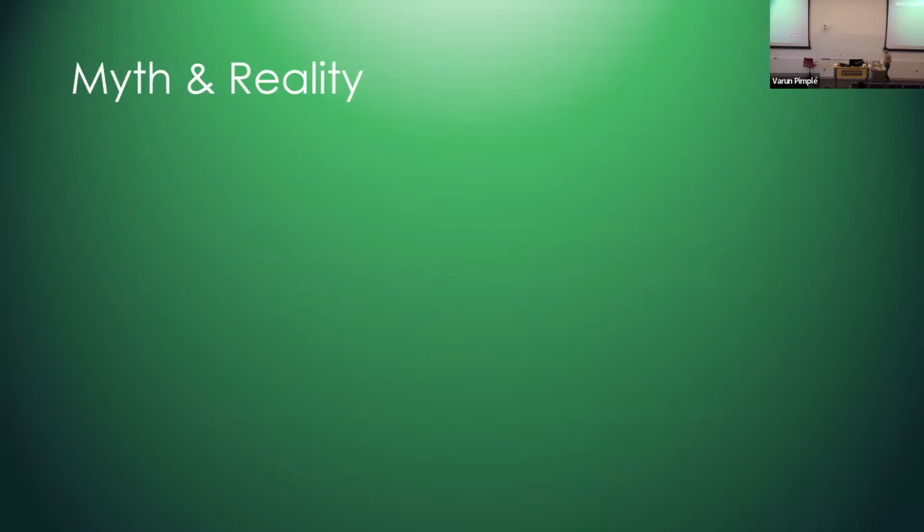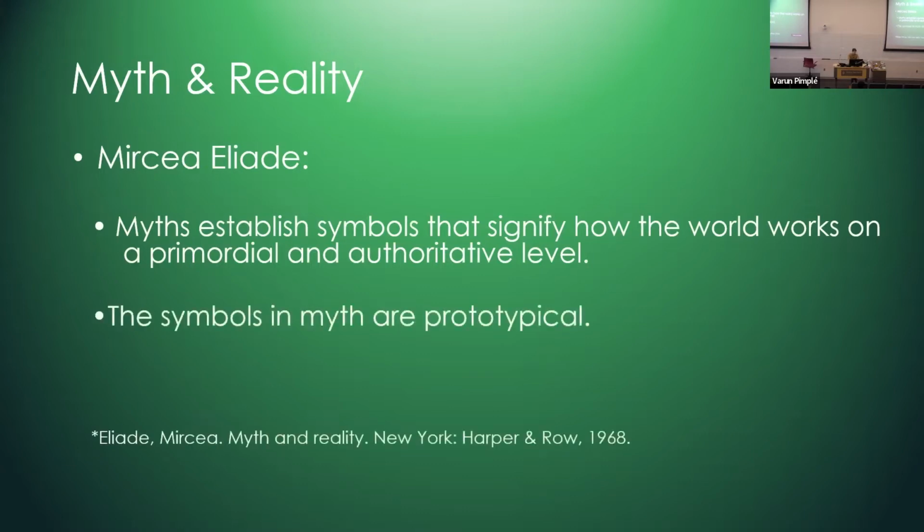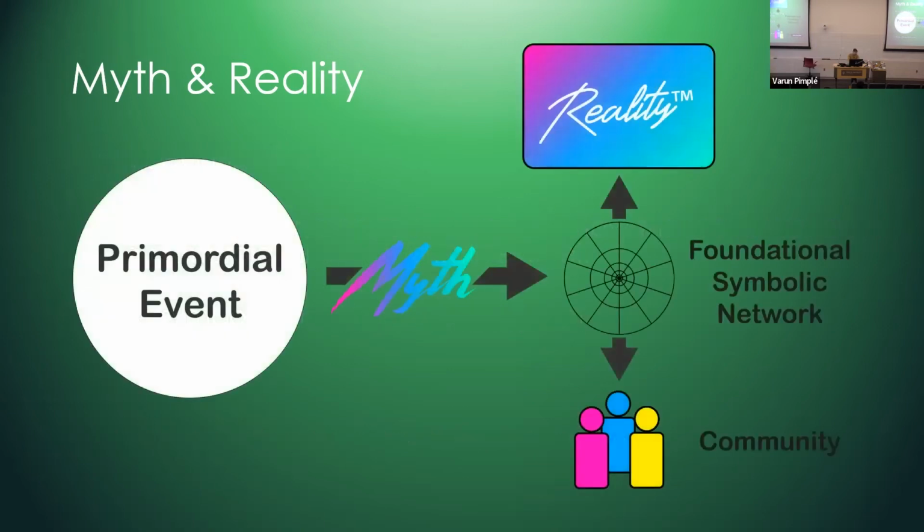So the expert on myth that I'm going to be invoking right now is Mircea Eliade, who was a Romanian anthropologist. For Eliade, myths establish symbols that signify the way the world works on a primordial and authoritative level. The symbols in a myth are prototypical. Myths give us examples of some original event which generates symbols that define a community's relationship with reality. And while I was building this graph, I actually noticed, doesn't this look kind of like a transistor to you? I don't know what to make of that, but just something to think about.